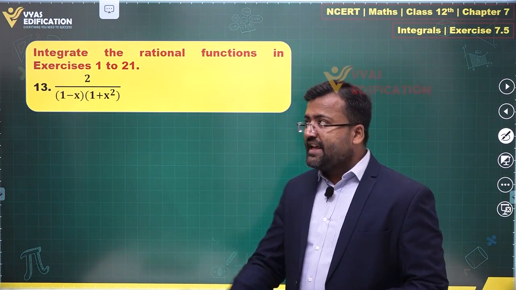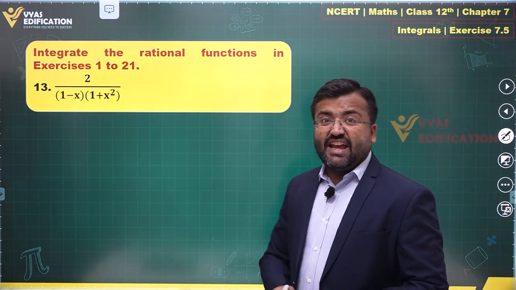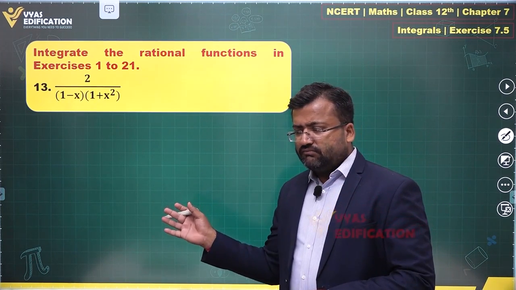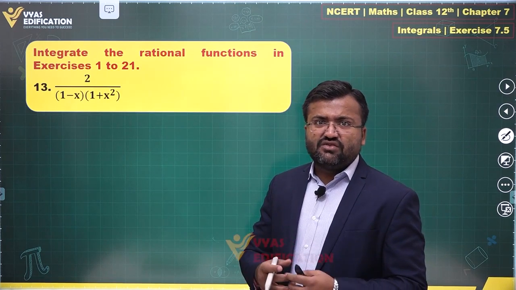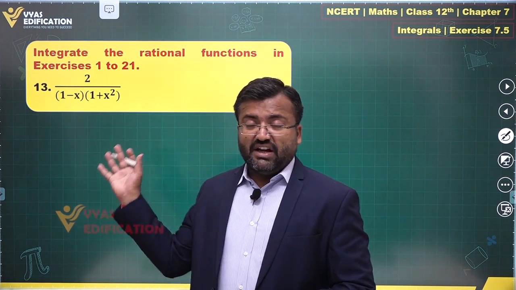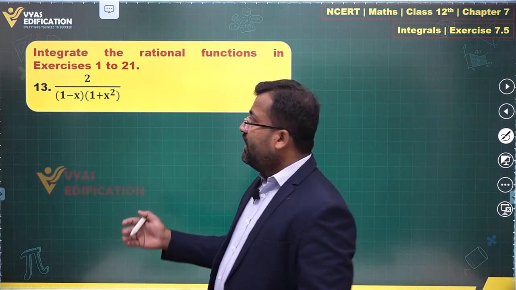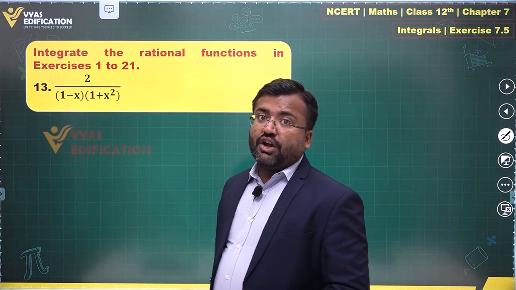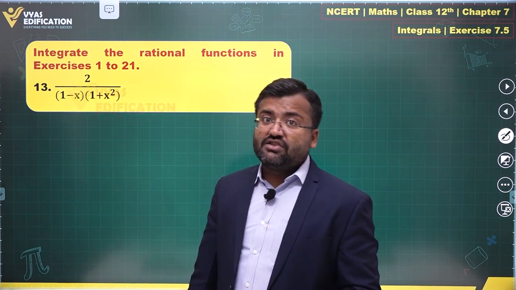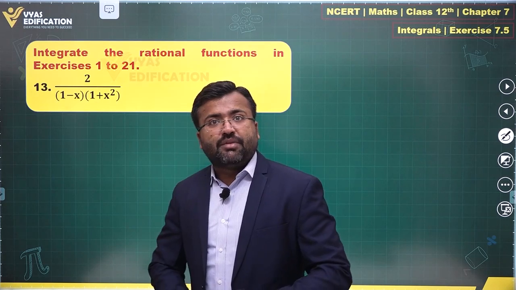Question number 13 says 2 upon (1 minus x)(1 plus x square) has to be integrated, okay? And in the previous questions that we have discussed, we have seen the steps related to solving integrals of rational functions, which are polynomial upon polynomial. If the degree of numerator is less than the degree of denominator, it is called a proper rational function. Yes, this is a proper rational function.